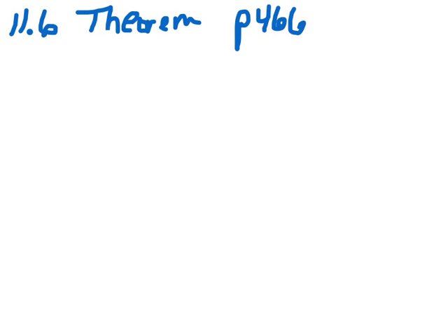I wanted to go over a proof in lesson 11.6. It's the proof of Theorem 52, and Theorem 52 says if two non-vertical lines are parallel, their slopes are equal. This is on page 466, and it's numbers 52 through 59.